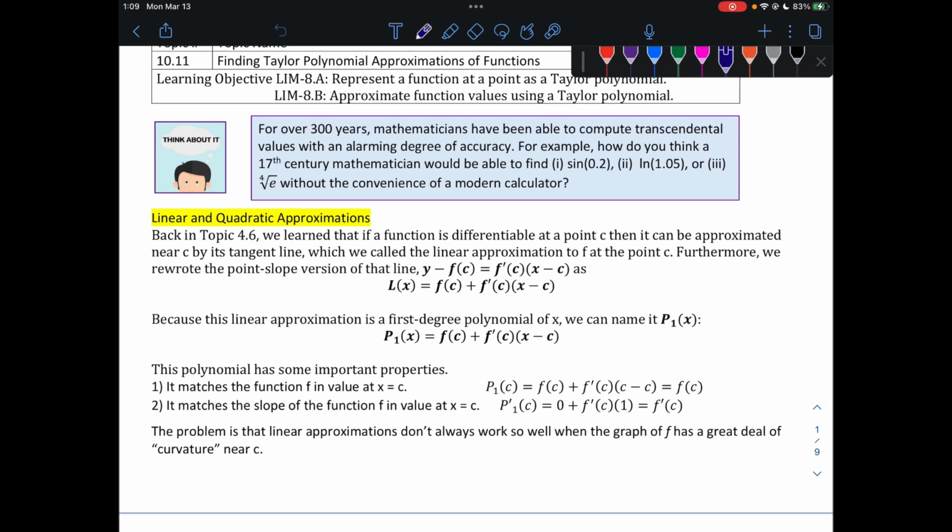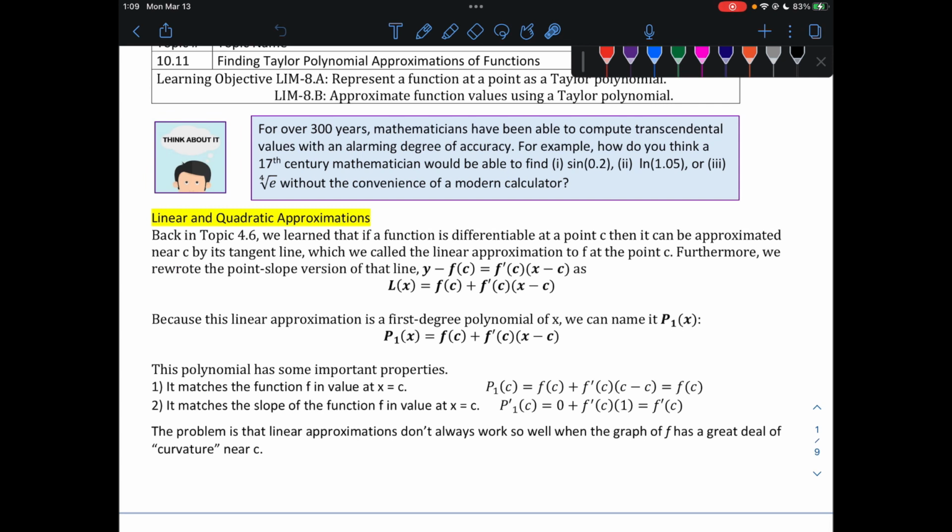So let's recall back in topic 4.6, we learned that if a function is differentiable at a point, then it can be approximated near that point by its tangent line, which we call a linear approximation. Tangent line, and then the L of x, we wrote that there. Because this linear approximation is the first degree polynomial, we can name it P sub 1 of x.